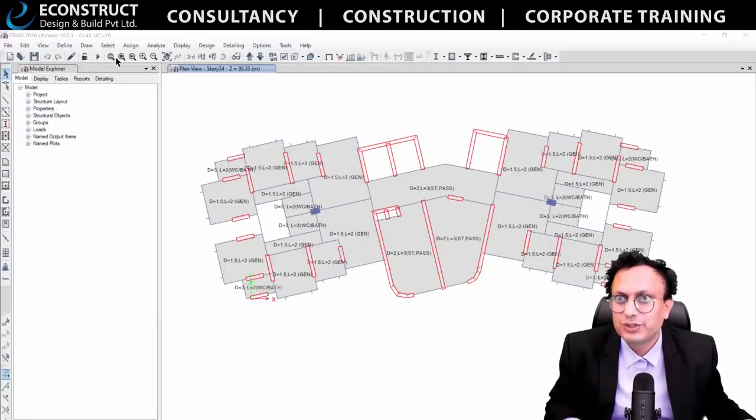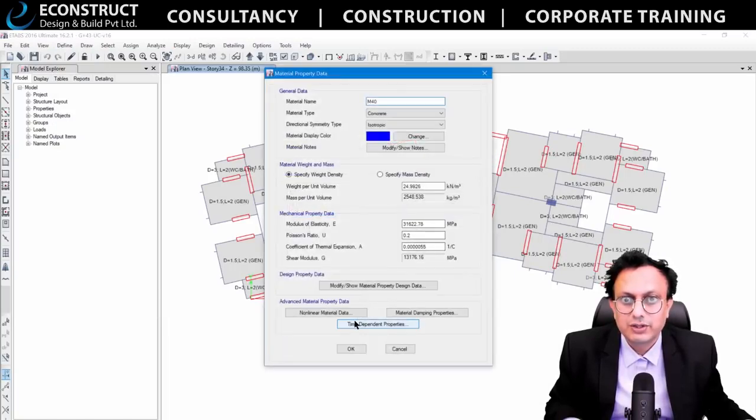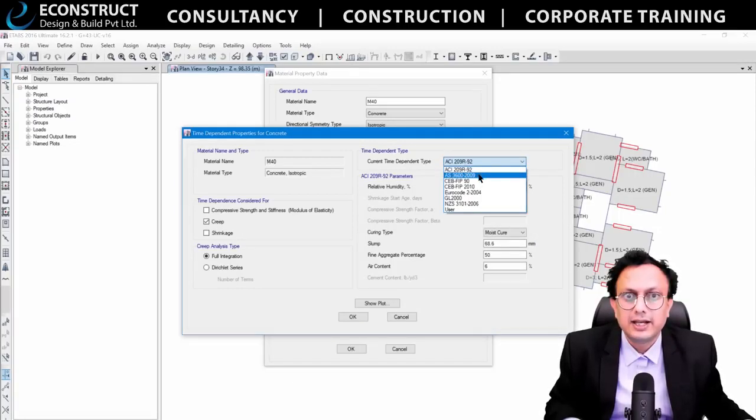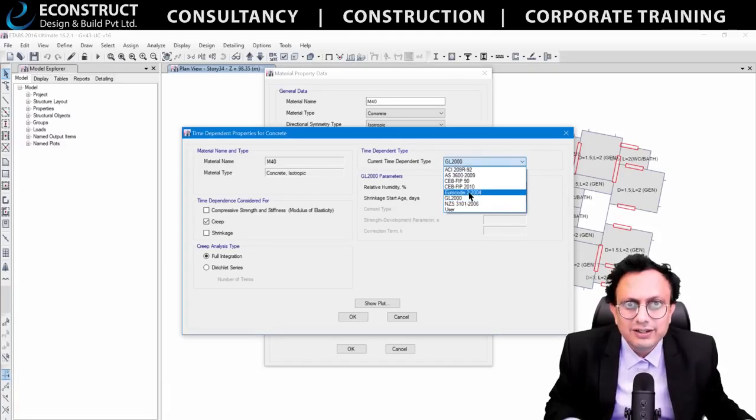Let me show you a few things actually. If you go here, let's say M40 or something, you can go to the time dependent properties and you can give this creep analysis. This is what I was talking about. CEB-FIP code, ACI, Australian code. This CEB-FIP, the latest version. This is the Eurocode. This is the New Zealand code. Where is the Indian code? Ooh, there is no Indian code.